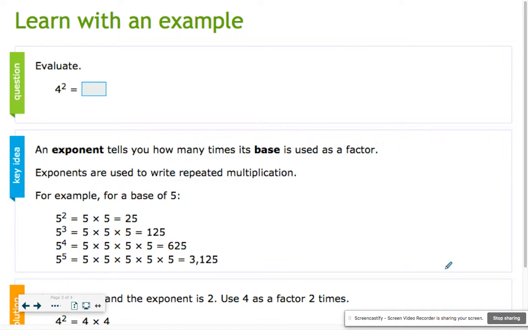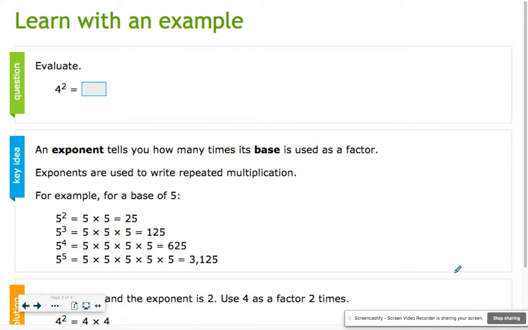If we wanted to evaluate the expression 4 to the second power, we need to take a look at what that really means. Down below here are some key ideas about solving this problem. An exponent tells you how many times its base, or the big number, is used as a factor. Remember, factors are numbers we multiply by each other. Exponents are used to write repeated multiplication. So here's an example for you.